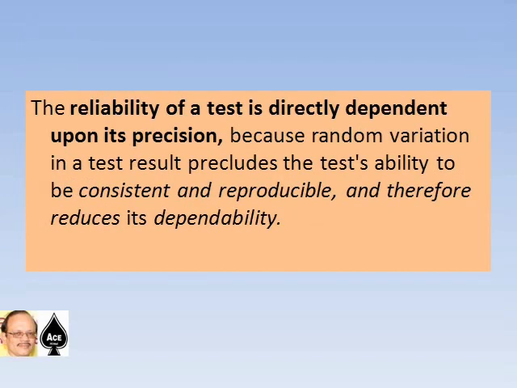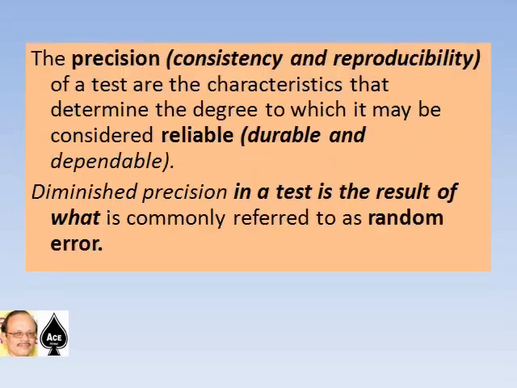The reliability of a test is directly dependent upon its precision, because random variation in a test result precludes the test's ability to be consistent and reproducible, and therefore reduces its dependability. The precision, consistency and reproducibility of a test are the characteristics that determine the degree to which it may be considered reliable, that is durable and dependable.